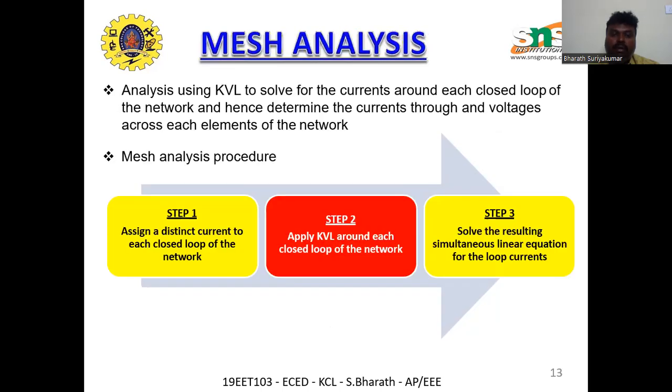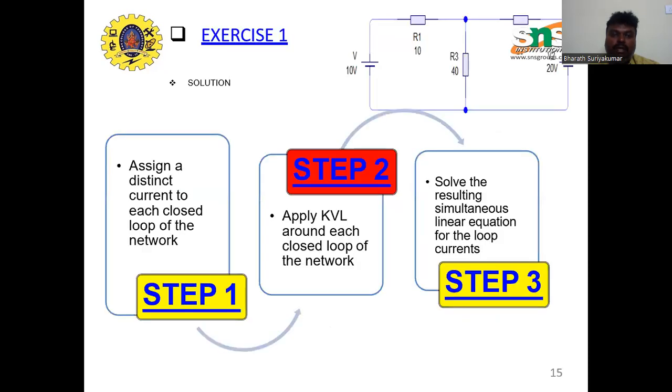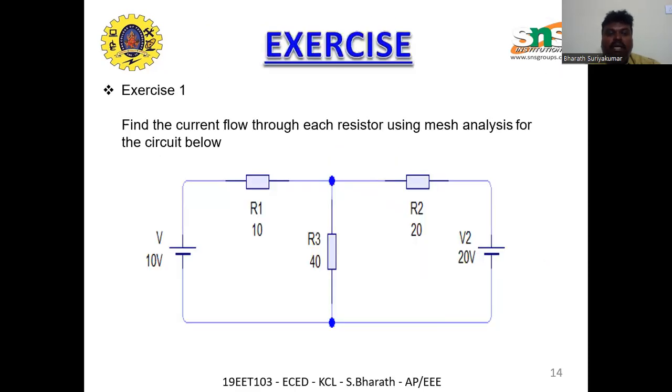An exercise problem is given here. Find the current flow through each resistor using mesh analysis for the circuit given below. Here you have two voltage sources of 10 volts and 20 volts connected through three resistances R1, R2 and R3 of 10 ohms, 20 ohms and 40 ohms respectively. We are going to solve this with the help of mesh analysis.